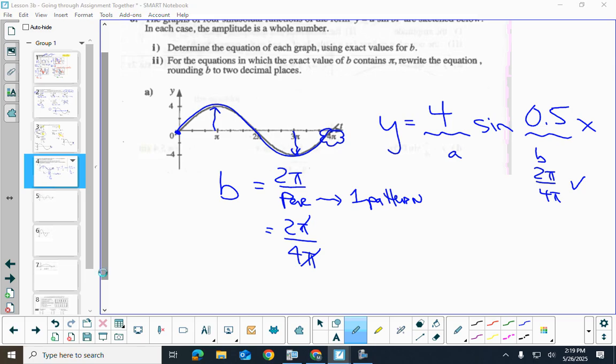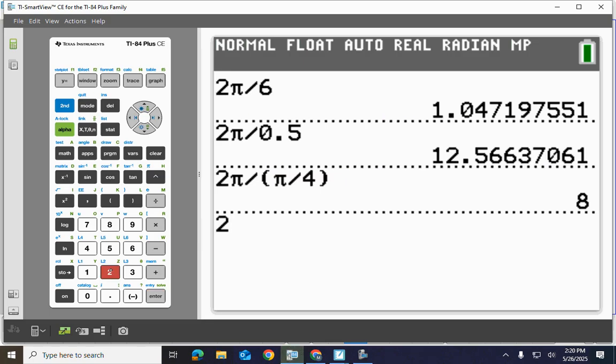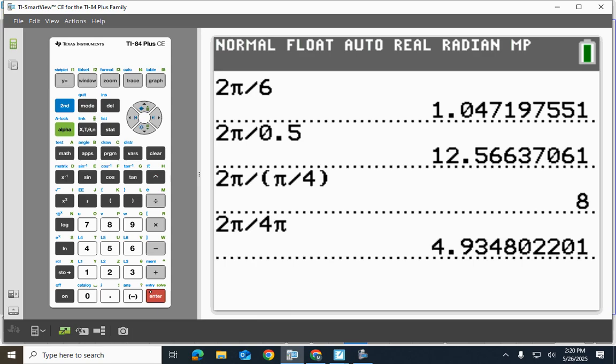So again, you can just go 2 pi divided by 4 pi. And when I'm dividing here, you have to put brackets around that. So you have to go 2 pi divided by 4 pi. There you go.